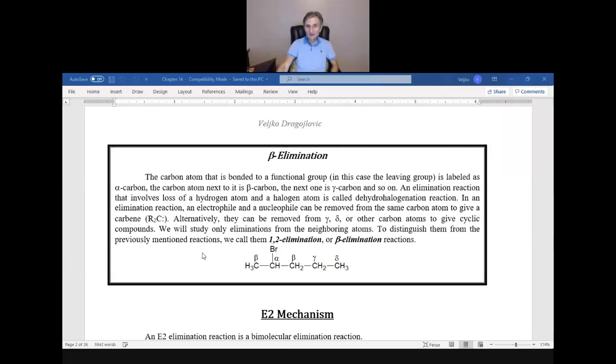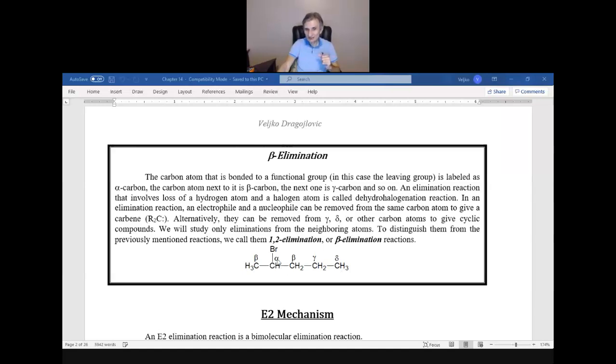So beta elimination, by definition, elimination always occurs on alpha carbon. It removes nucleophile from alpha carbon. And the question is, where is electrophile removed from? If it's removed from beta carbon, then we obtain double bond. If it's gamma elimination, that would mean alpha, gamma. That would form 3-membered ring. Delta elimination would form 4-membered ring, and so on.